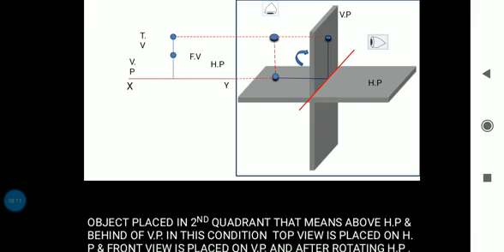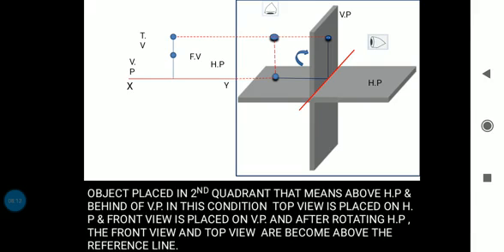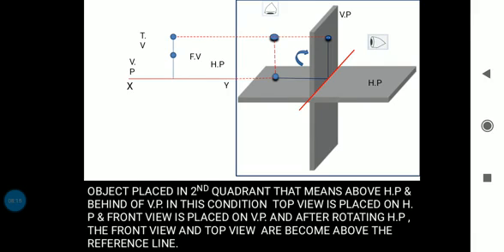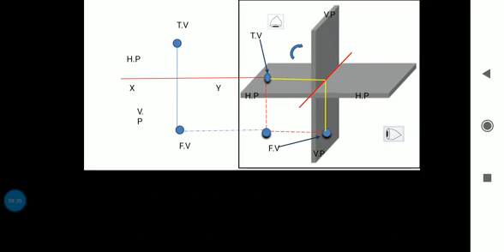See it, the object is placed in the second coordinate in second angle projection, that means above the horizontal plane and below the vertical plane. In this condition, the top view is placed in the horizontal plane and the front view is placed on the vertical plane, and after rotating the horizontal plane, the front view and top view become coincident or above the reference line. Okay, now next go to the third angle projection.